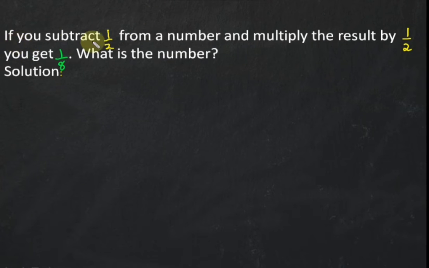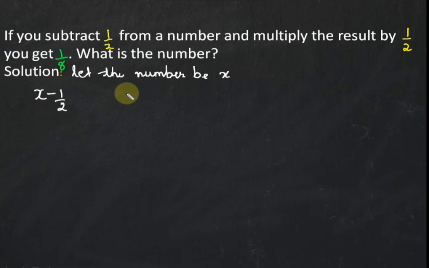Question number 1. If you subtract half from a number and multiply the result by half, you get 1 by 8. What is the number? So here you don't know the number, so let us assume the number to be x. Start by writing, let the number be x. Because you don't know the number, your first statement will be let the number be x. Next is subtract half from the number.